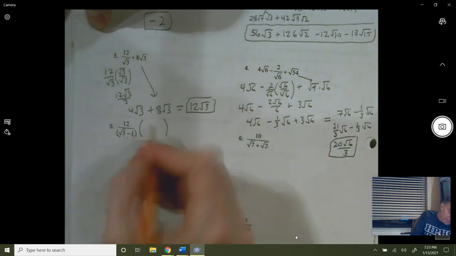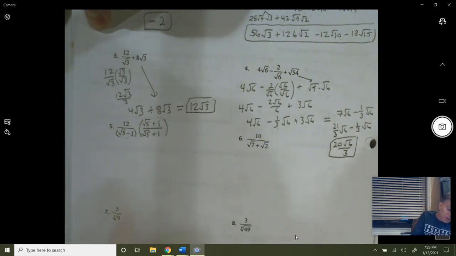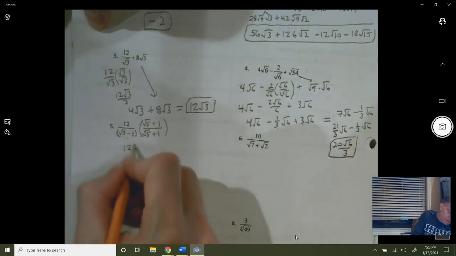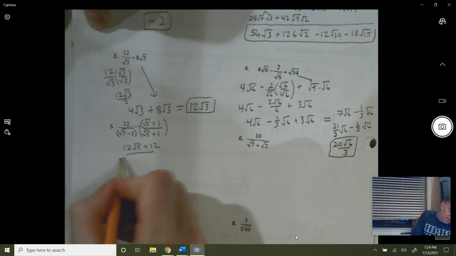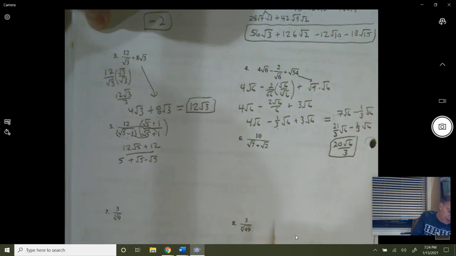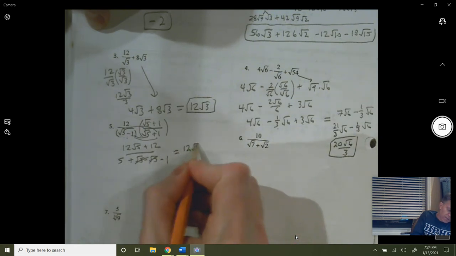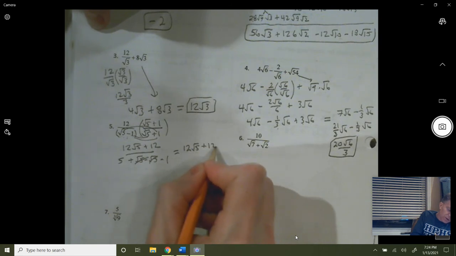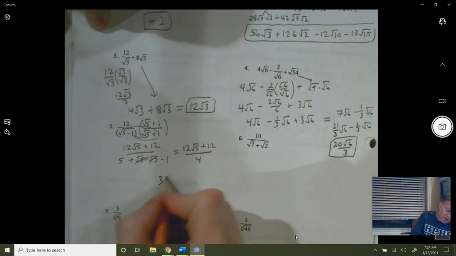Rad 5 minus 1, if we multiply by rad 5 plus 1 on the top and the bottom, notice you're going to get a radical in the top. That's fine. 12 rad 5 plus 12. But in the bottom, you're going to FOIL. Rad 5 times rad 5 is 5. Then plus rad 5 minus rad 5. And then minus 1. These go away. And you get 12 rad 5 plus 12 all over 5 minus 1, 4. So you have two terms, both of them divided by 4, so you can simplify. That becomes 3 rad 5 plus 3.